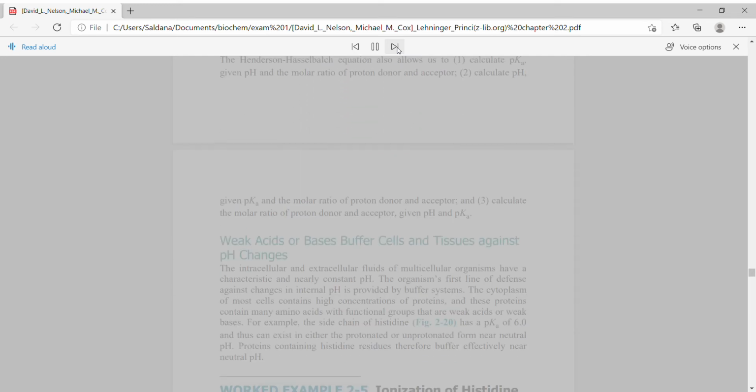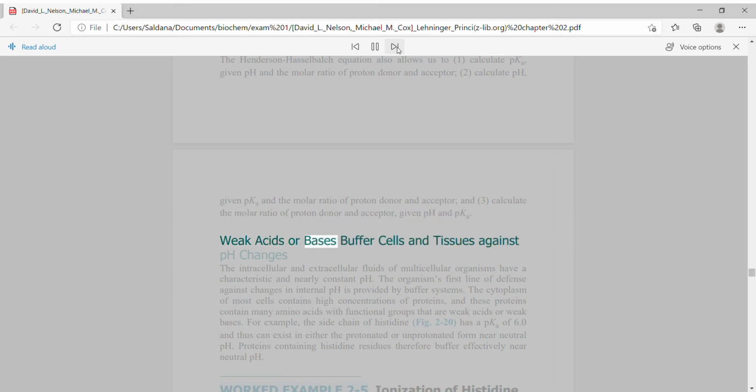The Henderson-Hasselbalch equation also allows us to: 1. Calculate pKa, given pH and the molar ratio of proton donor and acceptor. 2. Calculate pH, given pKa and the molar ratio of proton donor and acceptor, and 3. Calculate the molar ratio of proton donor and acceptor, given pH and pKa.